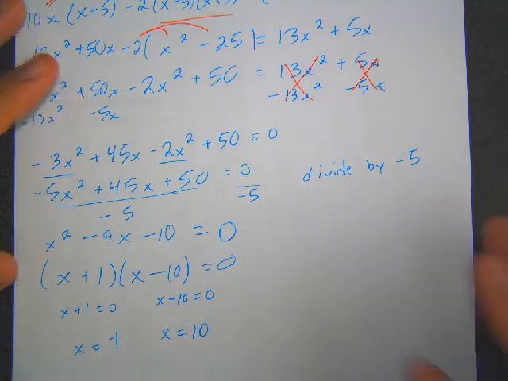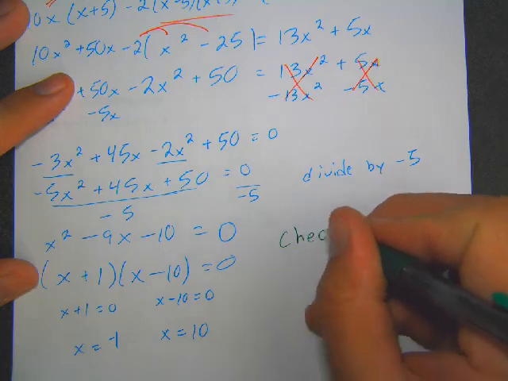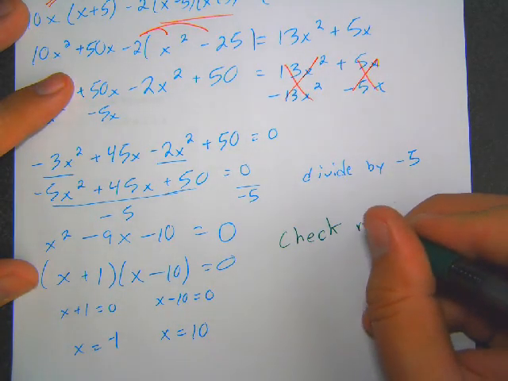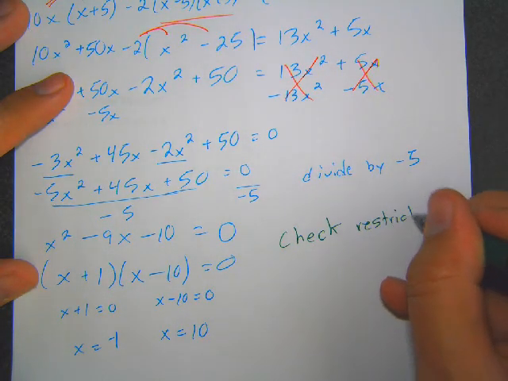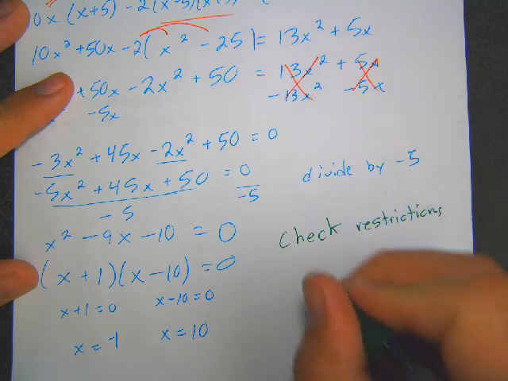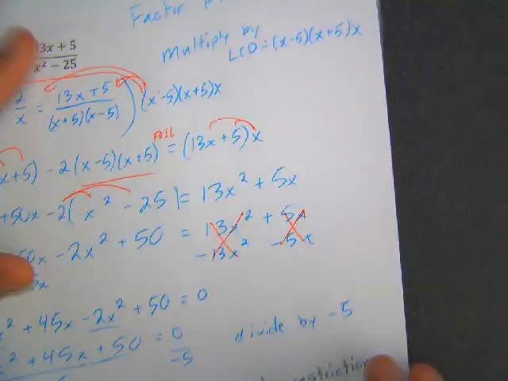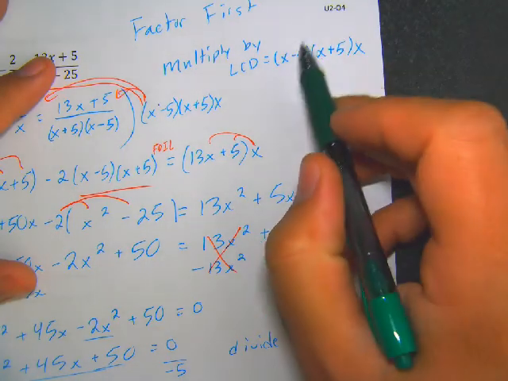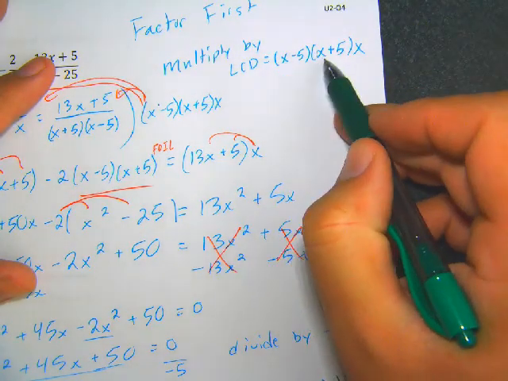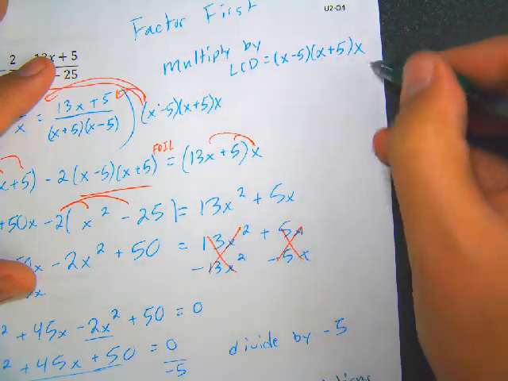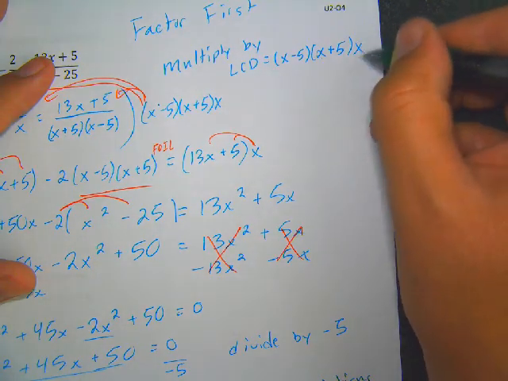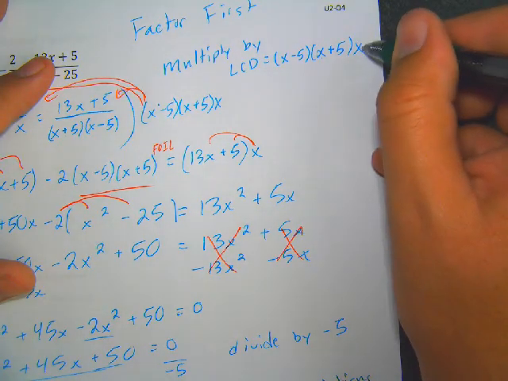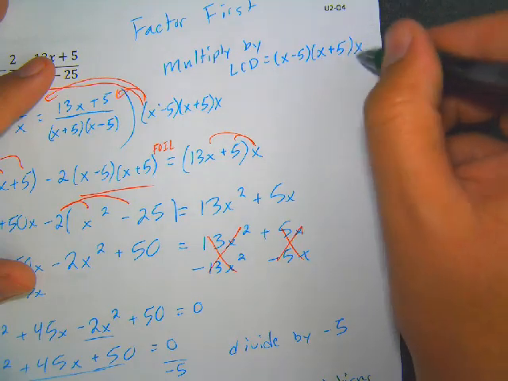So last step here, you have to check restrictions. So in this case, x can't be what? Well, again, remember you can look at the LCD. So here you can see 5 would be a problem. Negative 5 would be a problem. And since this x is by itself, the only way this is going to be 0 is if x itself is 0. If there's no addition or subtraction, it's always going to be that letter by itself.